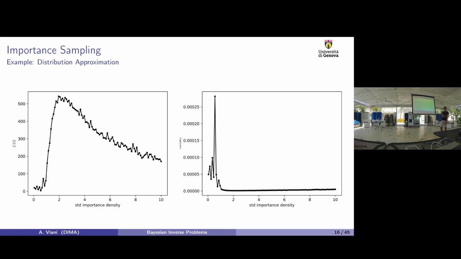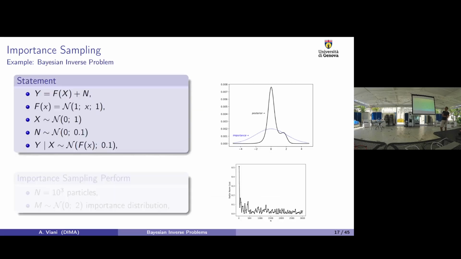Okay, but for what concerns a Bayesian point of view, we can look at another example where we have data that is written like that. We know the forward problem, that is a Gaussian distribution.